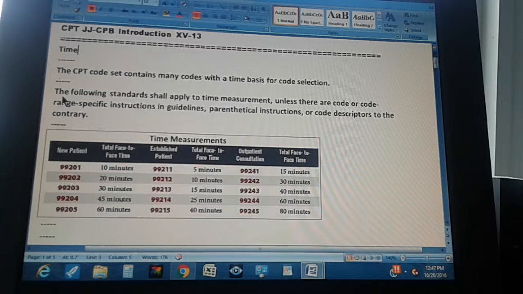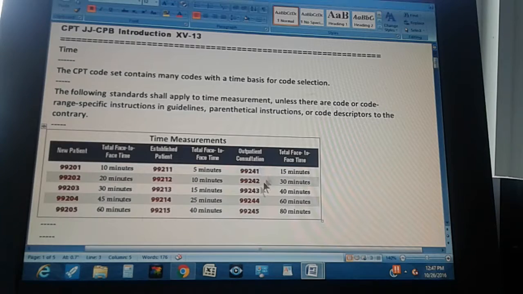The following standards shall apply to time measurement unless there are code or code range specific instructions and guidelines, parenthetical instructions or code descriptors to the contrary. They're going to give you the guidelines to use the time measurement, right? Those are the guidelines. You can read them.